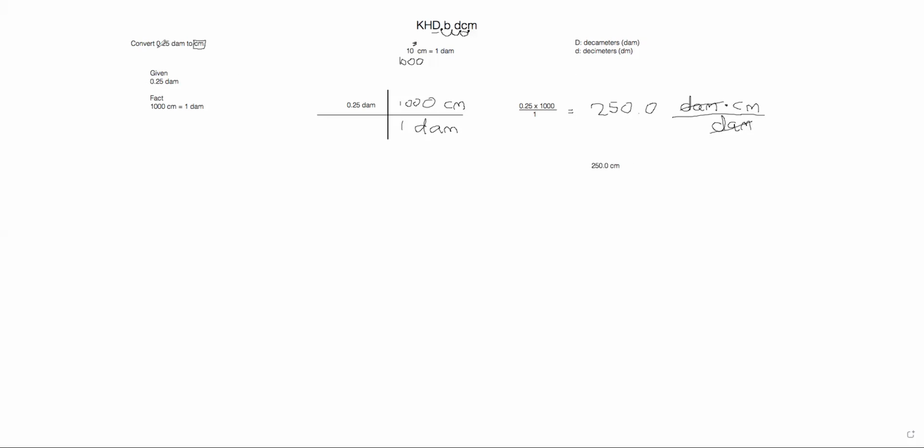So that's how we do dimensional analysis to do quick unit conversions. So we figured out that 0.25 decameters is equivalent to 250 centimeters. Okay, so now let's try a bit more of a complicated example.